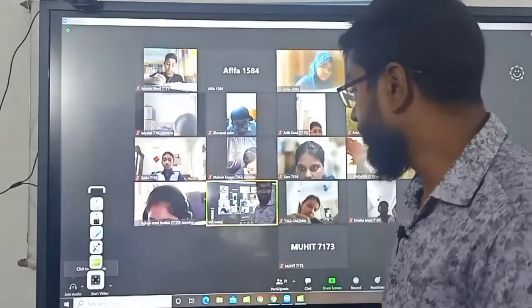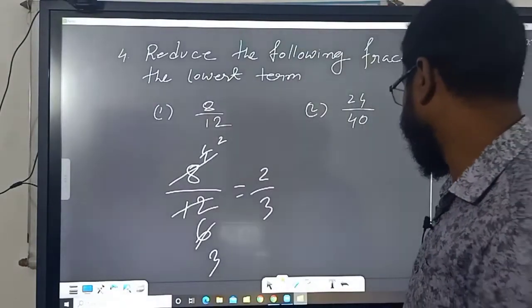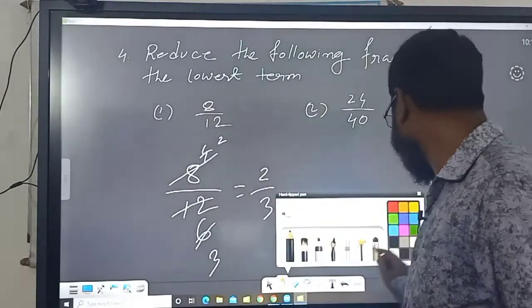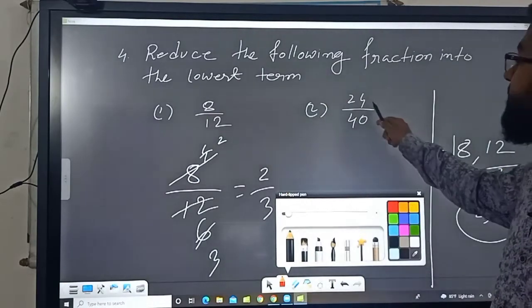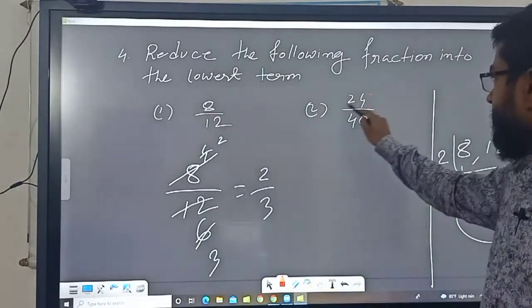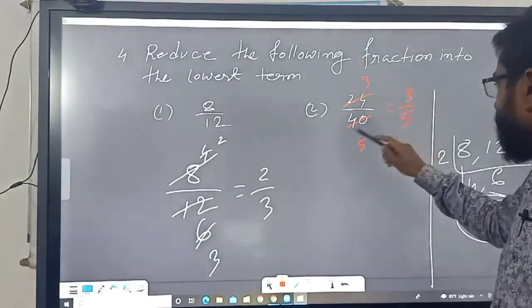Okay, very good. We have seen that you have made the correction. So what is the answer of this one? Sir, 3 by 5. 3 by 5.